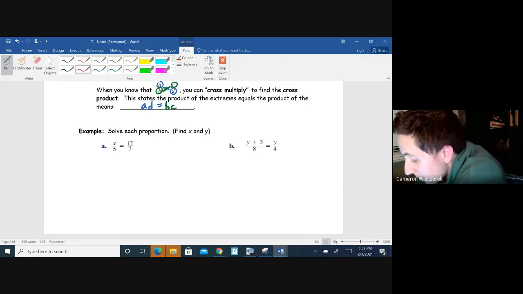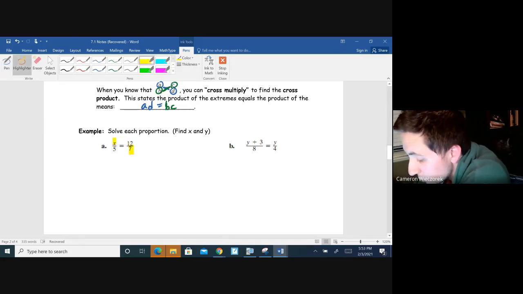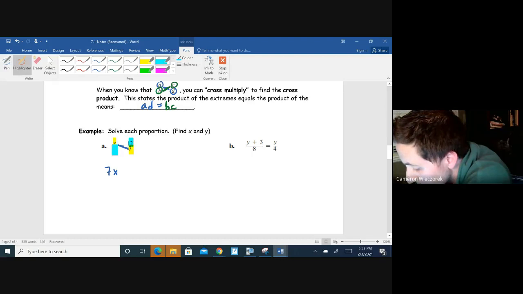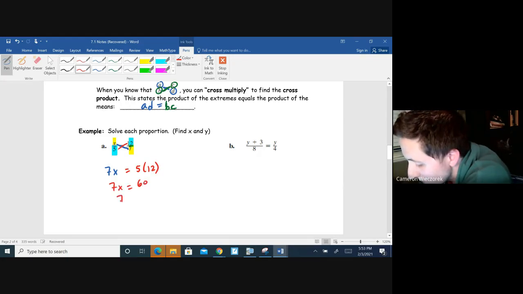Let's do a couple examples with that. In letter A, I have x over 5 equals 12 over 7. I want to get x. So I'm going to multiply my two extremes together. X times 7 would be 7x. And then I'm going to multiply my two means together, 5 and 12, equals 5 times 12. And then I solve. 7x equals 60. Divide, divide.